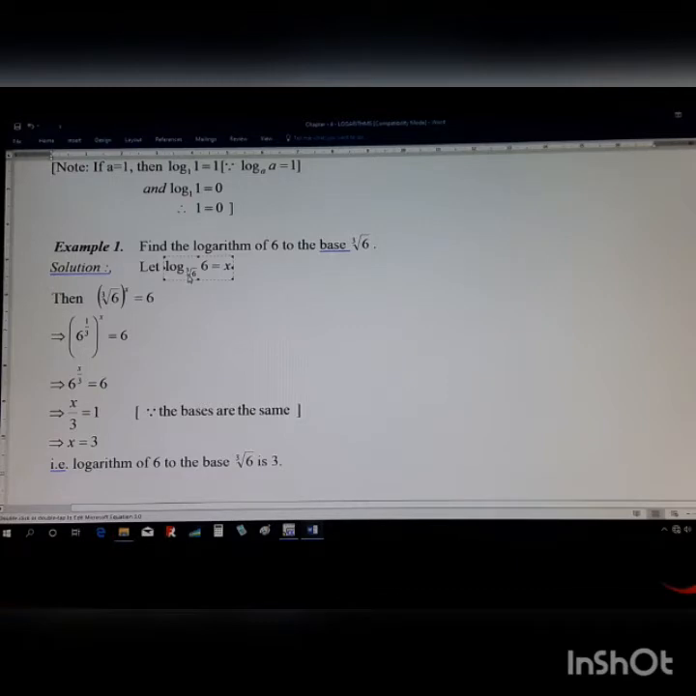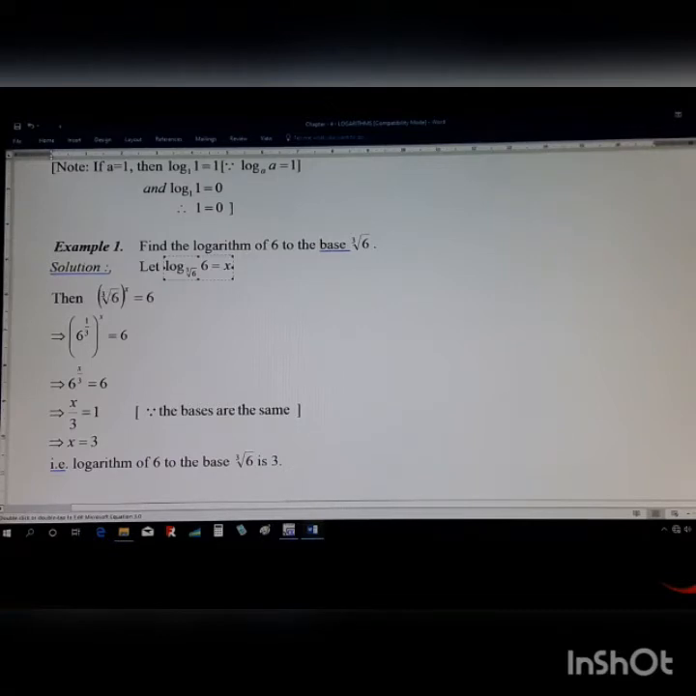So let us first express this in the exponential form. So the base is cube root of 6. Now we are writing base cube root of 6. What is the power? This number x. So we are writing x here. Then this value 6 will be here. Now this is a radical sign.